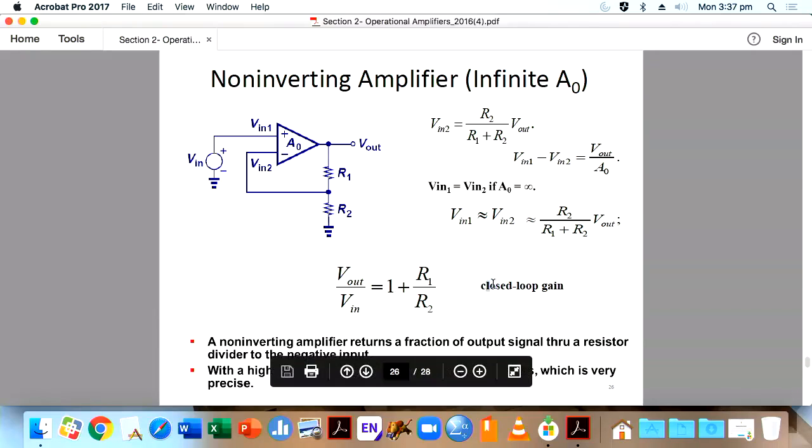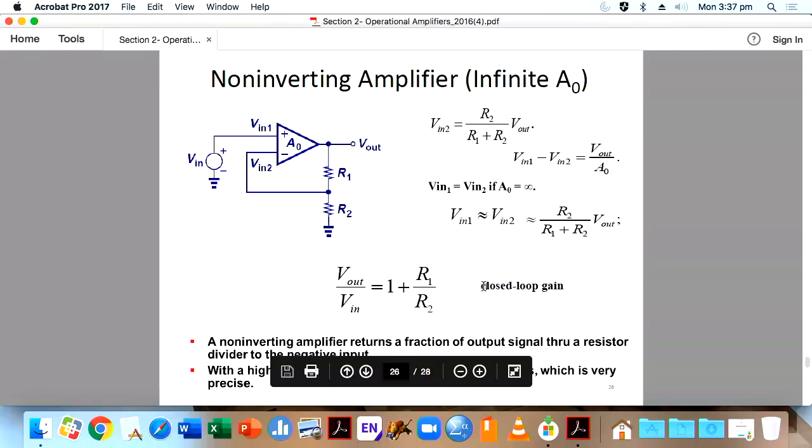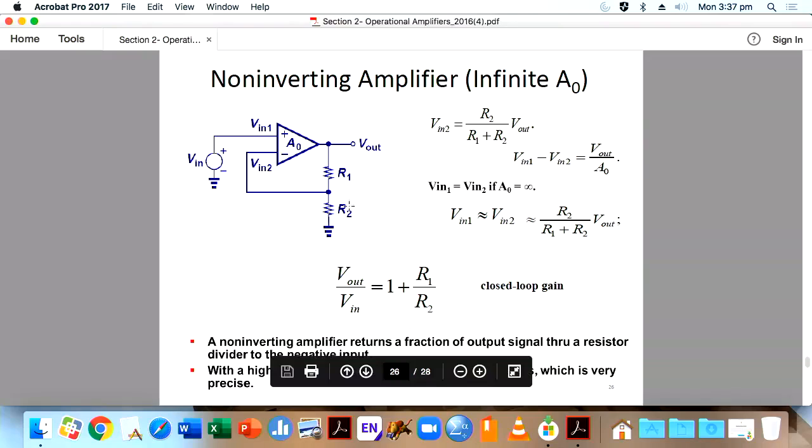So that is called closed loop gain. See, that is very important to see, because A0 is the open loop gain. When you have feedback, then you are getting a closed loop gain. So this gain you have the control. By varying R1 and R2, you can control the closed loop gain, and this closed loop gain is independent of your open loop gain. So this means you have the control by varying R1 and R2.